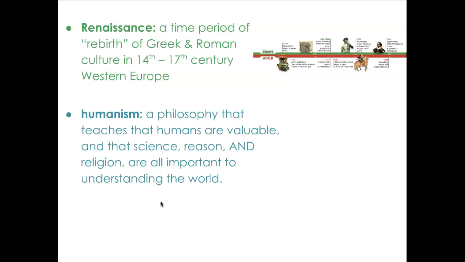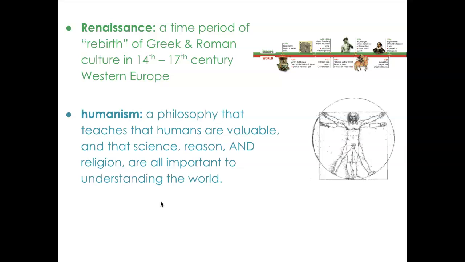So humanism. Humanism is a philosophy that teaches that humans are valuable and that science, reason, and religion are all important to understanding the world. So humanism is going to be important because it's what all of these changes have in common. So because of humanism, we saw a lot of changes in art, in science, and in religion, and in the way that people learned, right?